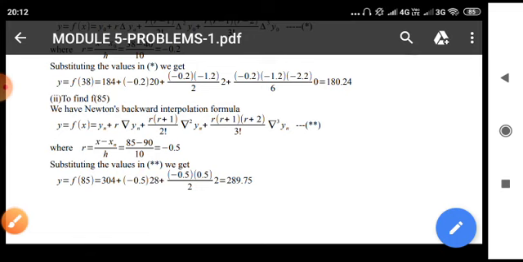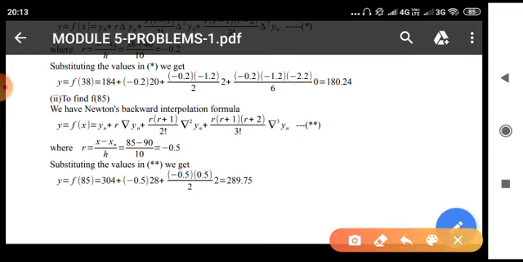Now substituting r, del yn, del square yn, del cube yn in equation double star, we get y equal to f of 85 is equal to 289.75.